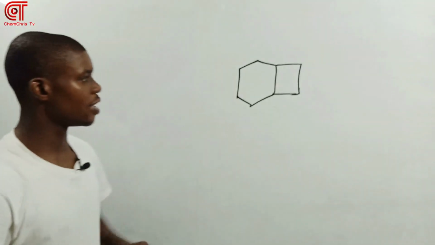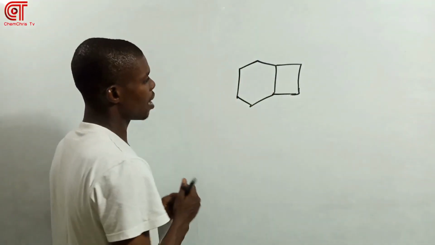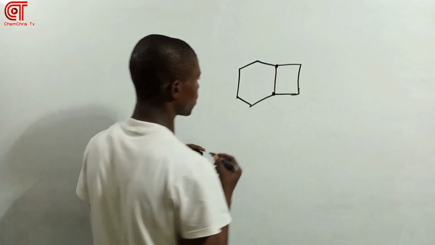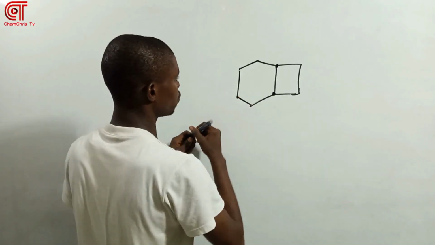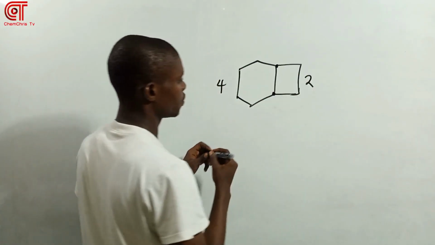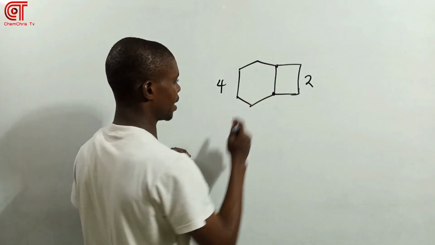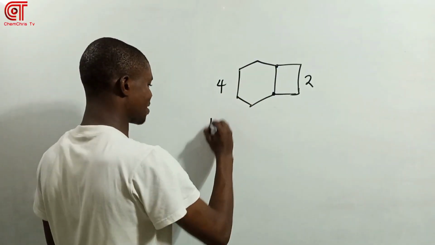So if you have done that, let's do it together. When you look at it very well, here we have these two bridges: 1, 2, right? And here we have 1, 2, 3, 4. So at this point I have 4, here I have 2. Now from here to here there is no point, so there's no carbon atom here. Because it's fused, it's going to be bicyclic.